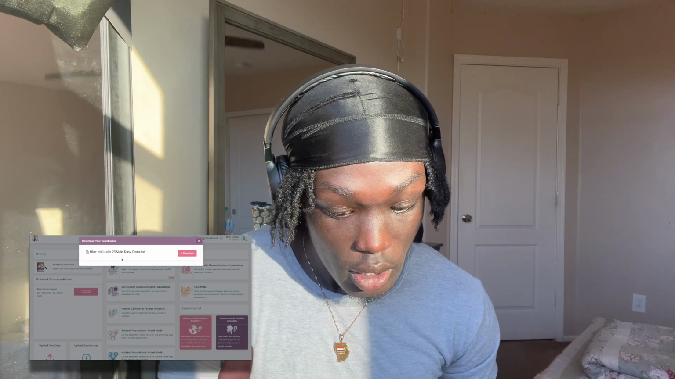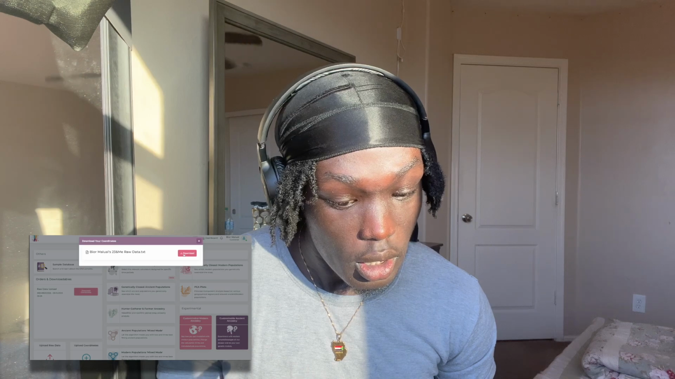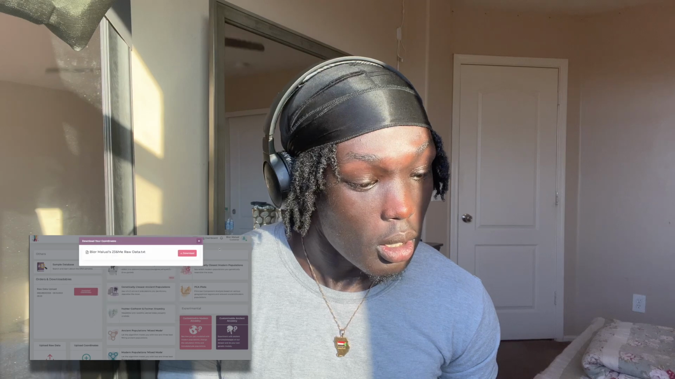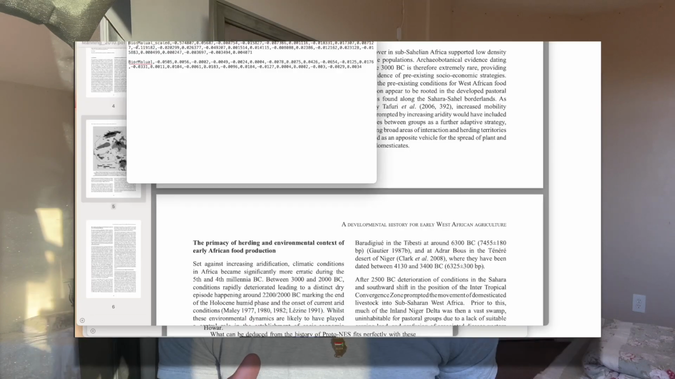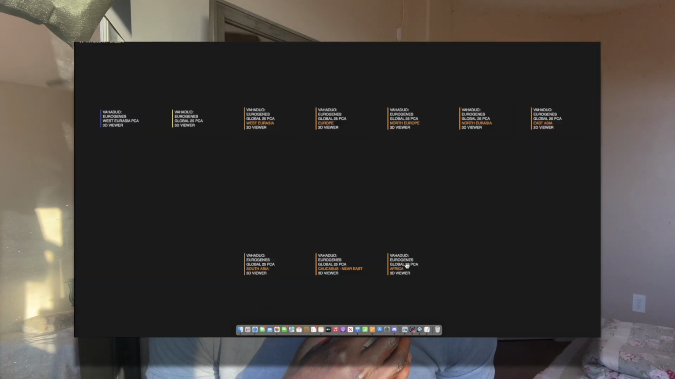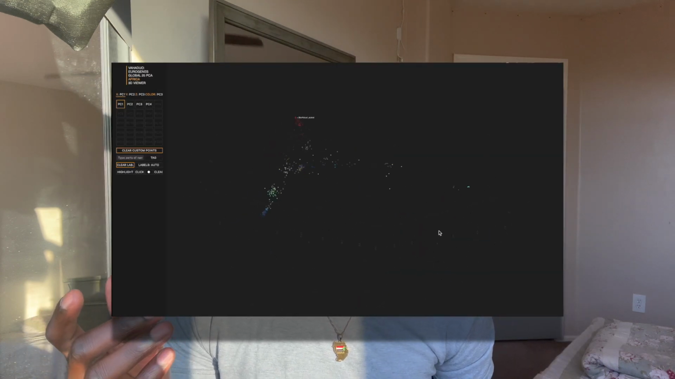But okay, so here is the raw upload, which has your raw 23andMe data, and they basically convert it into G25 coordinates. You can download that, and when I go here, boom, you got both my scaled and unscaled G25 data. And I can copy it, go onto a website like Vahaduo, go on the 3D PCA, African populations. I like the 3D PCA a lot better. And I can see exactly where I cluster.